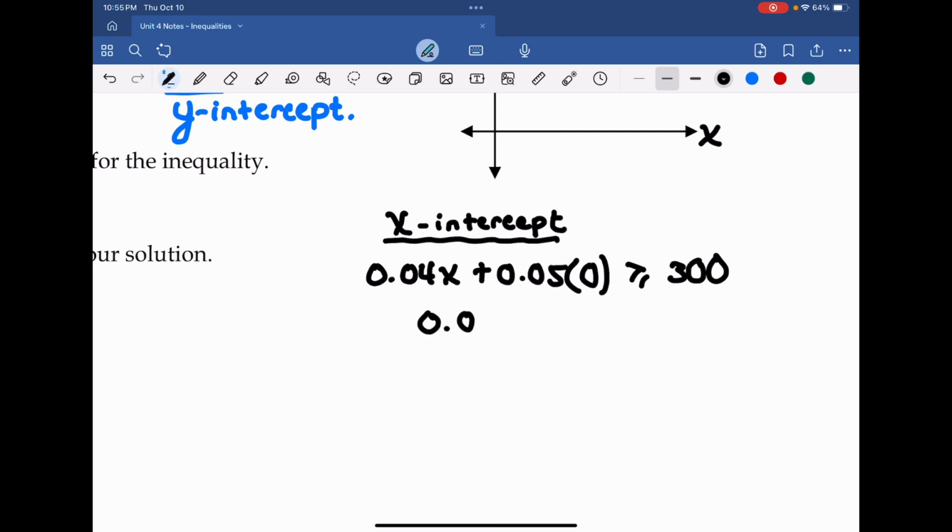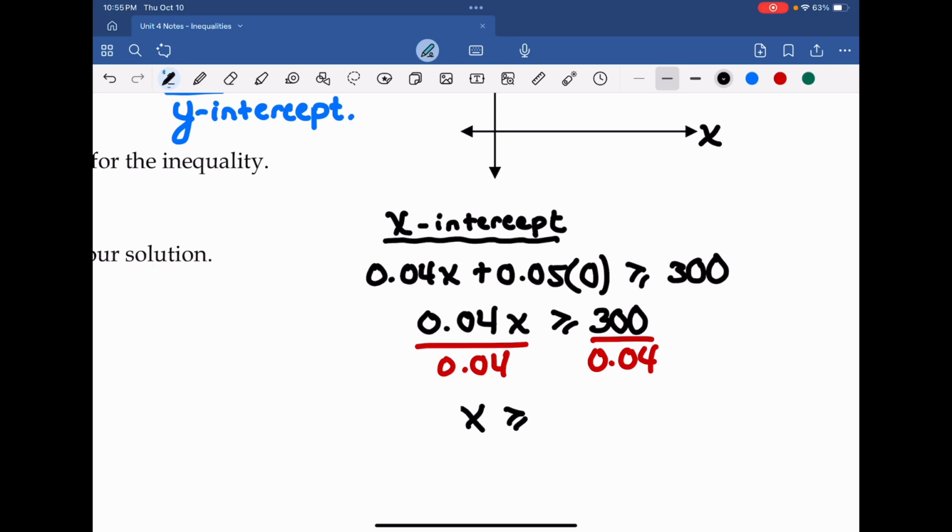This will mean 0.04x is greater than or equal to 300. We're going to divide both sides by 0.04 in order to isolate the x. And therefore, x is greater than or equal to 300 divided by 0.04. This is going to end up giving us, I believe, 7,500.